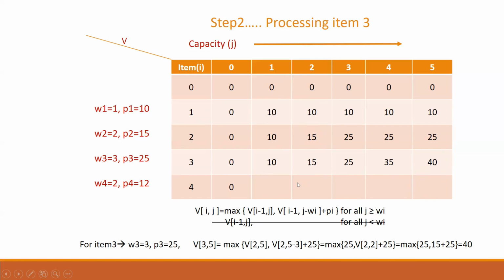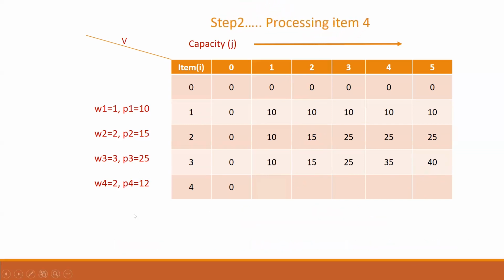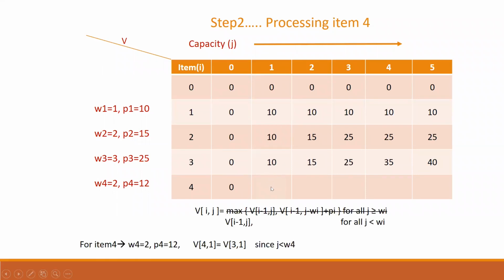The last row indicates choosing item 4. So for item 4, the weight is 2, so we cannot put item 4 with capacity 1. So we choose the previous solution itself. This formula will not work here. Since J, which is 1, is less than the weight of the fourth item, that is 2, we copy the value from the previous row. That is I minus 1, which means 4 minus 1, 3 comma 1. So we copy V of 3 comma 1, that is, this value, here.